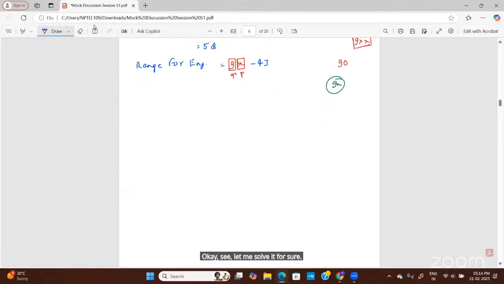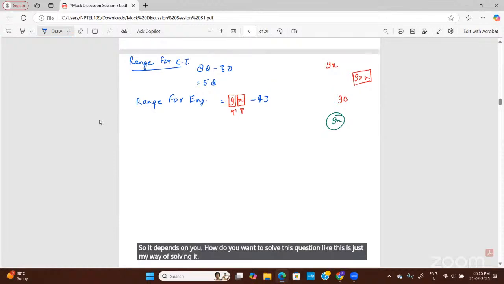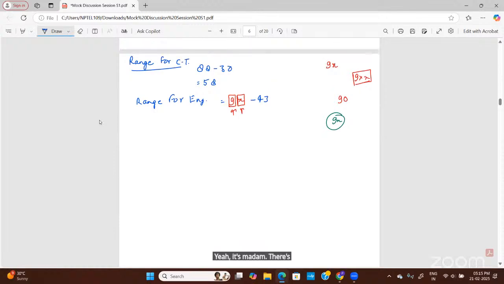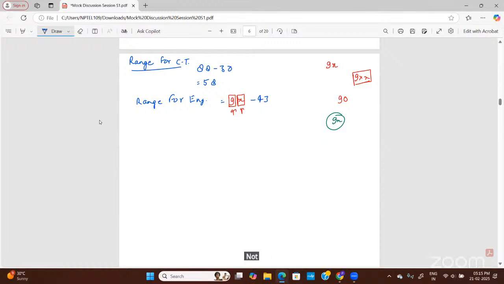Ma'am, in the question, just when you go to the question, it depends on you how you want to solve it. This is just my way of solving it. Yes, ma'am, it is a new method. We will see how you are solving. So it's a new learning. Not nothing new, I just write it in this way.